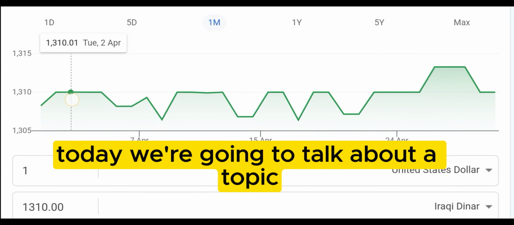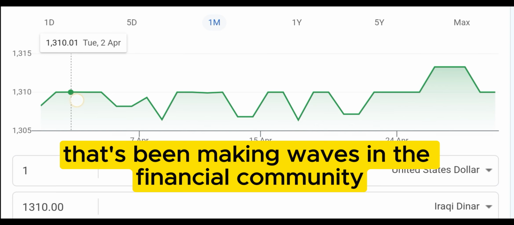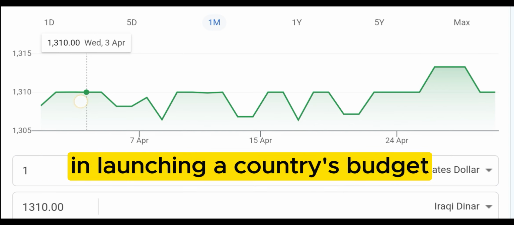Today we're going to talk about a topic that's been making waves in the financial community: the critical role of the exchange rate in launching a country's budget.